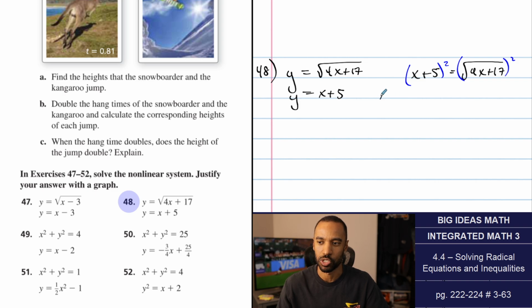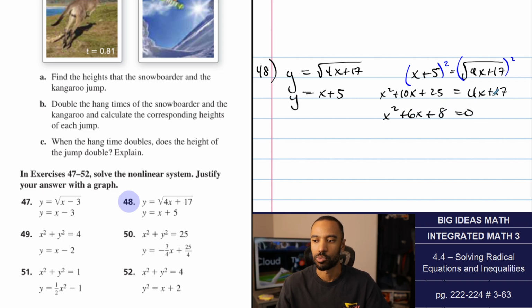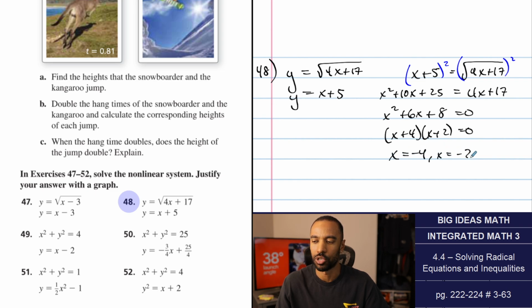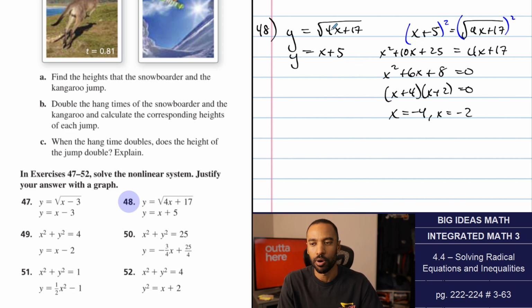Squaring this expands this one. This is x squared plus 10x plus 25. Squaring this is just 4x plus 17. I get to subtract these over, so I want this on the side already. It's just a strategic thing. Does it matter? No. Do I like that more? Yeah. All right, subtract 4x and 17. You get this. This factors to x plus 4 times x plus 2. And so x equals negative 4 and negative 2. Now, you should double check these ones as well, right? Into both of them, really. This negative 4 gets negative 16 plus 17, which is 1.